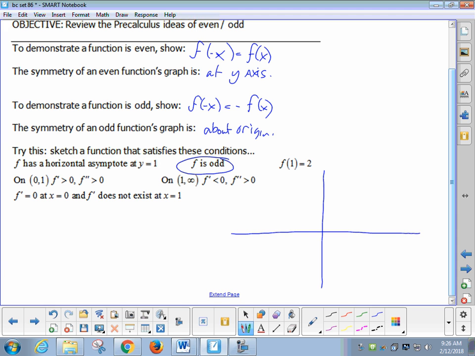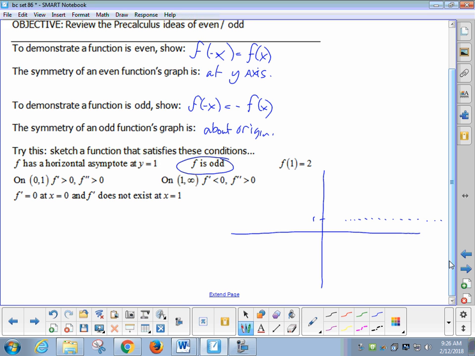So, what we're going to try and do is collect their information and figure out what this graph looks like based on these hints or clues they give you. Let's start with f has a horizontal asymptote at y equals 1. I didn't feel like they were very clear about whether it was on the positive side or the negative side, but based on what came later, it had to be on the positive side.